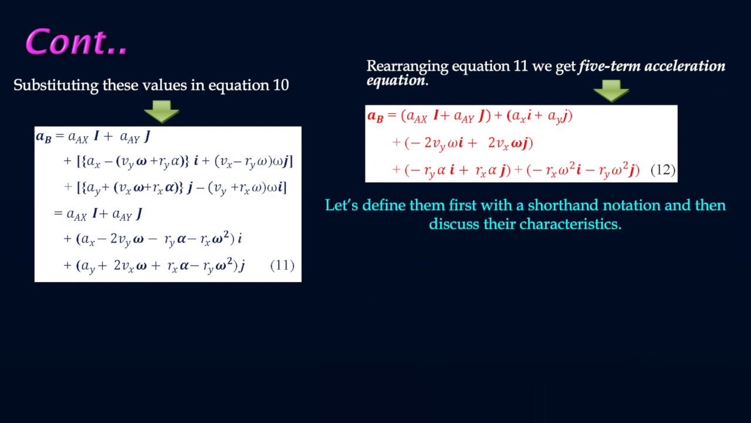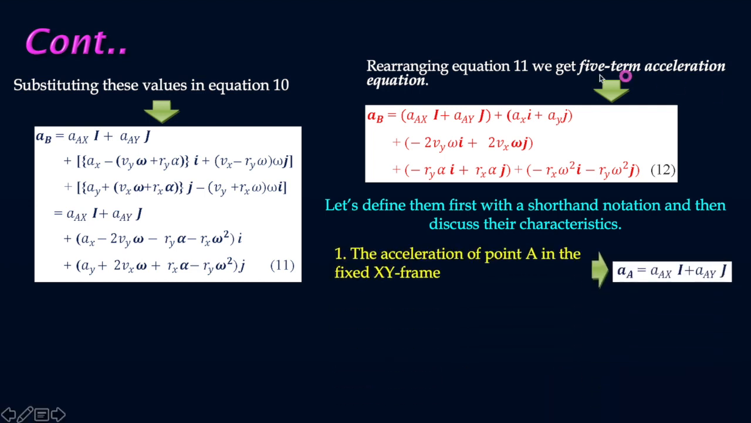Now we need to know what these terms are. Why have we rearranged these terms like this? See, we can write A equals to this term. It is the absolute acceleration of point A with respect to the fixed reference system XY.